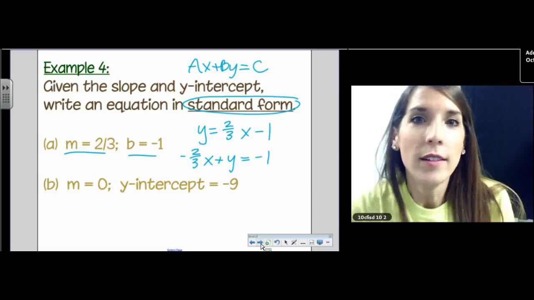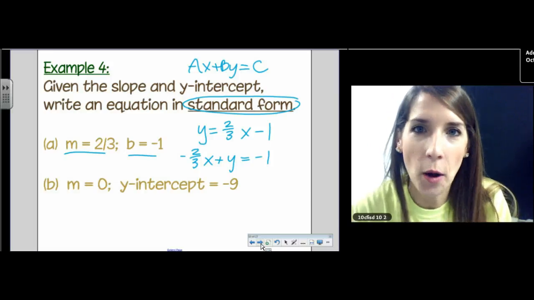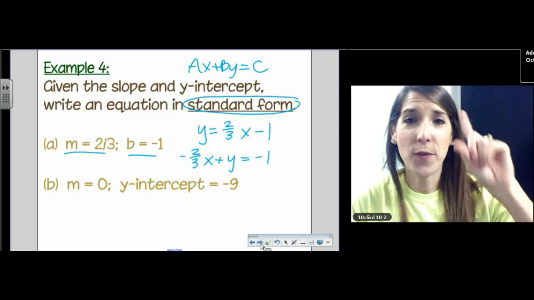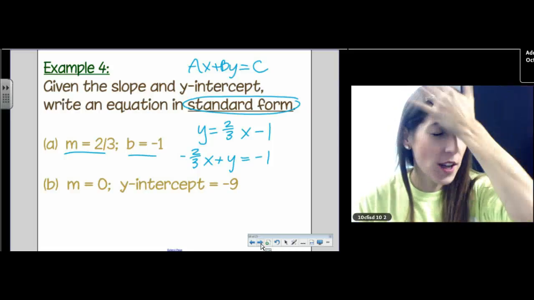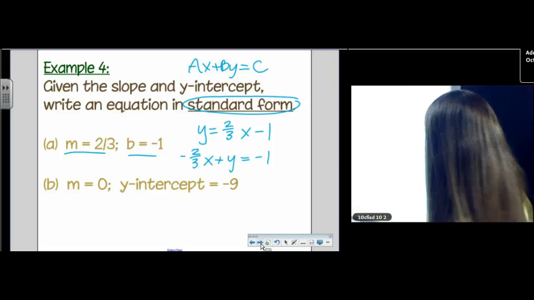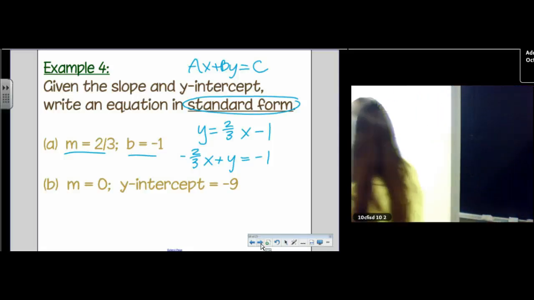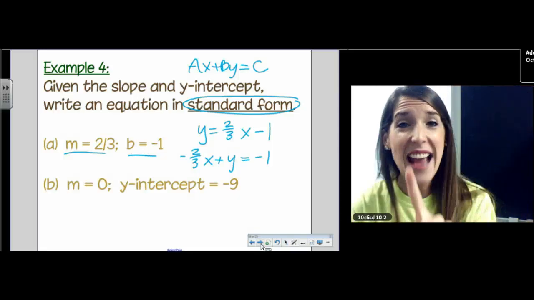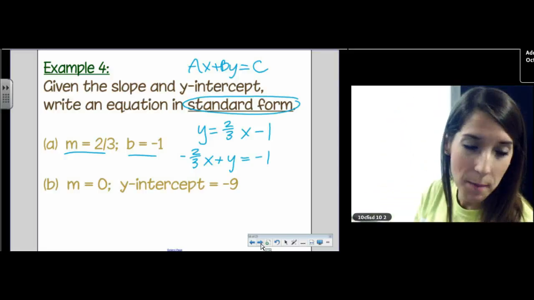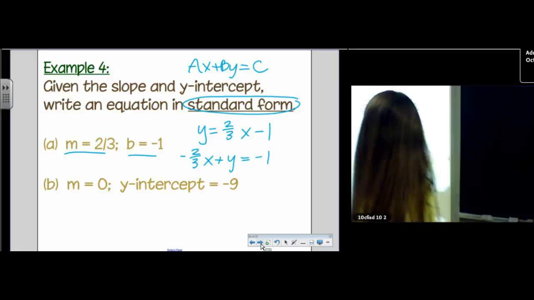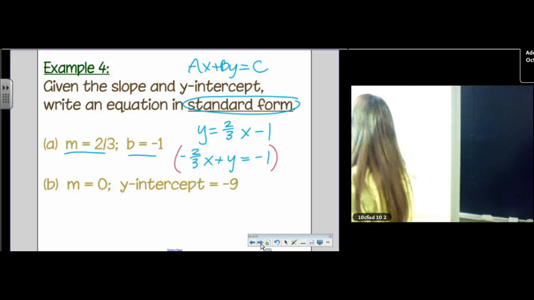Except, we're disobeying all of our rules. We have a fraction and our leading coefficient is negative. We are so grounded. Oh my gosh. So we need to kill 2 birds with 1 stone. We need to get rid of the negative and we need to get rid of the fraction. So we multiply everything by -3. Very good, Victor. We multiply everything by -3.